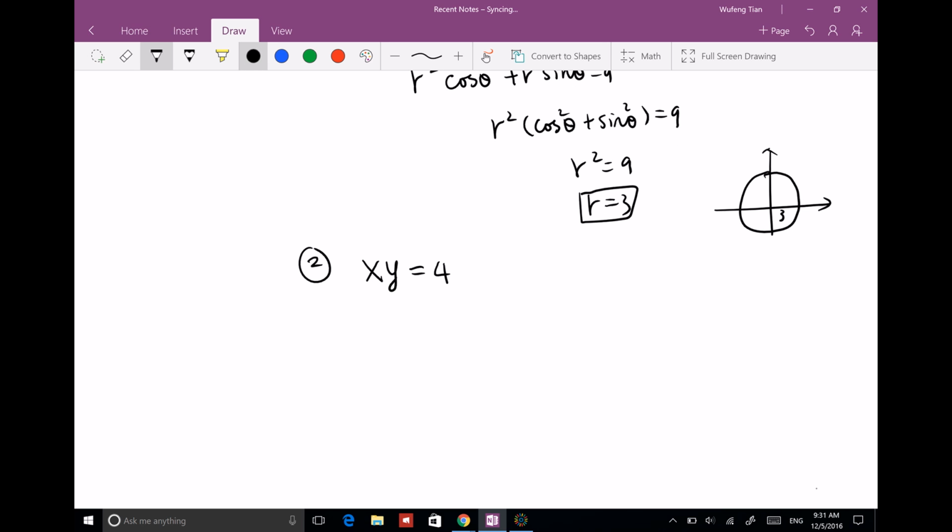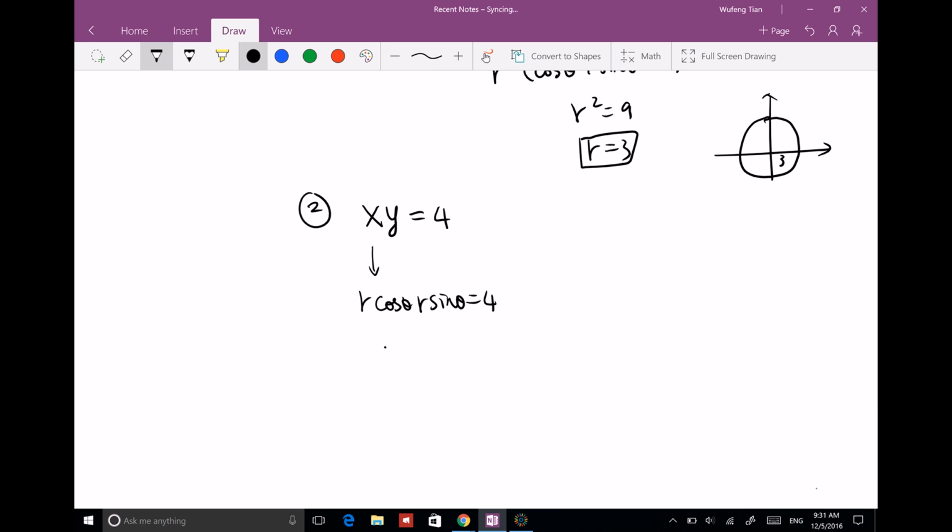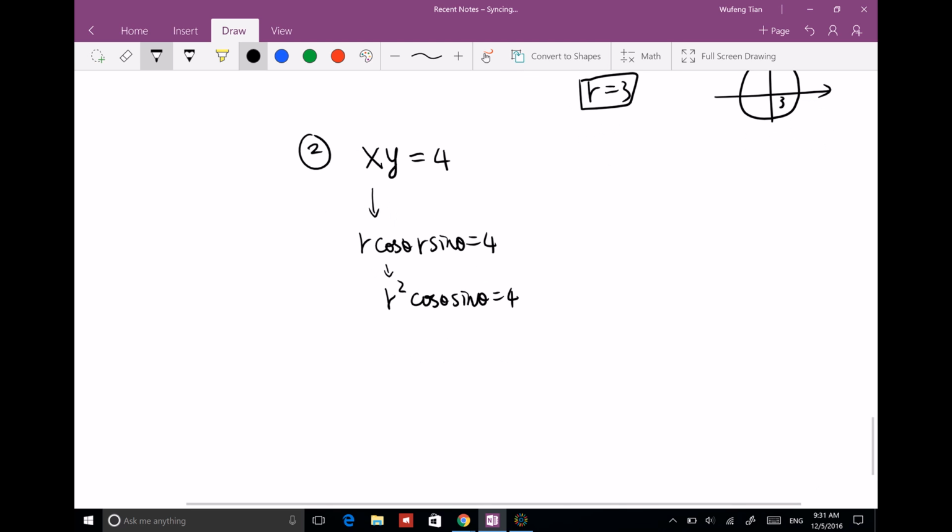Jasper, could you tell me what you got? Okay. You have r cosine theta times r sine theta equals 4. Okay. So what next? And then you have r squared cosine theta sine theta equals 4. Okay. Anything else? Okay. I think we can simplify cosine theta sine theta. Very good.